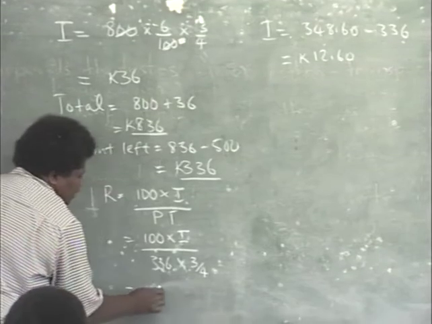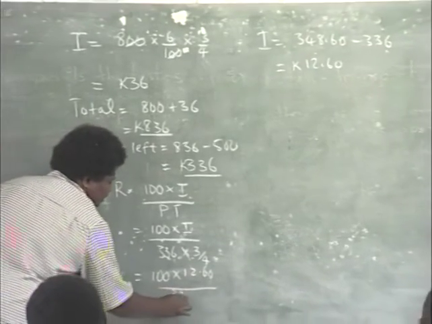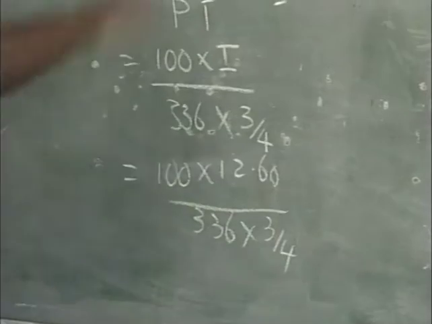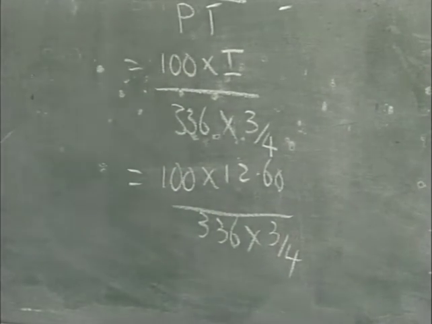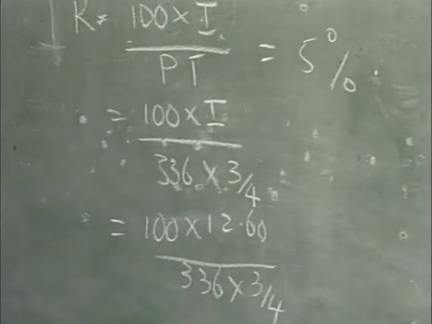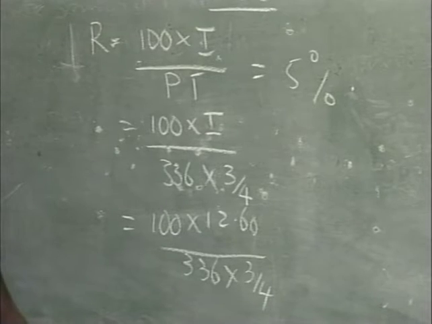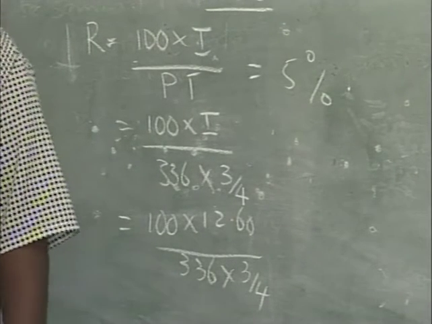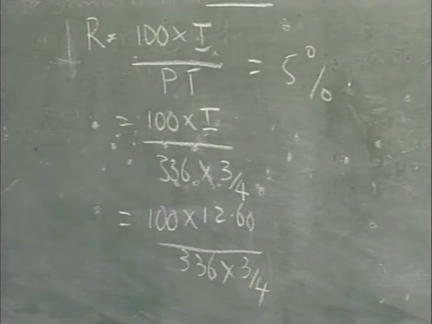So 100 multiplied by 12 kina 60 toya over 336 kina times 3/4. Okay, what's the rate now? 5%? Okay, 5% is the revised rate. It's been dropped from 6% to 5%. Clear? Is there any other question you would like me to explain?